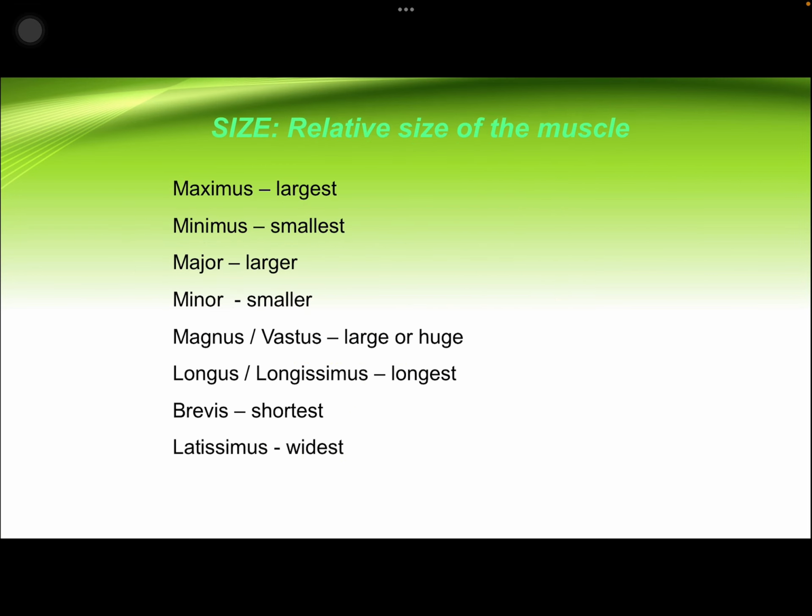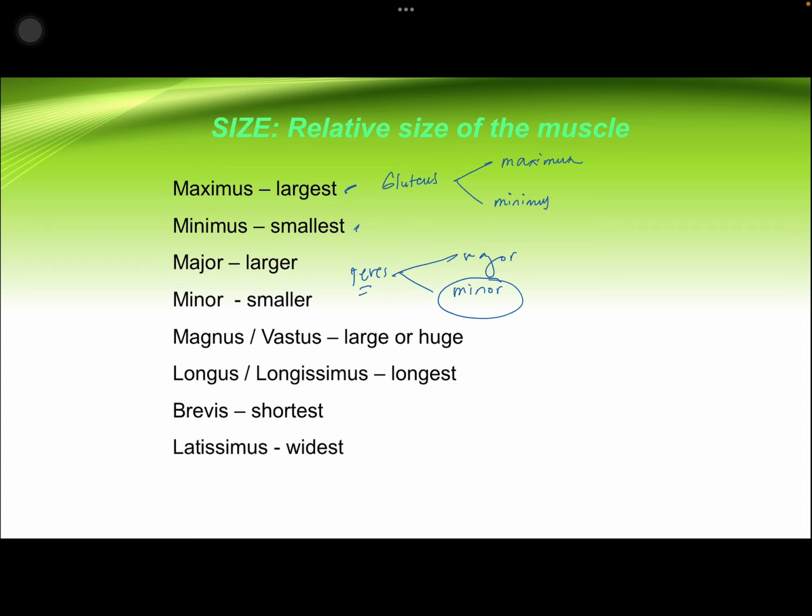Next, size, which is of course relative to the size of the muscle. Maximus means it is the largest of its subsets. Minimus is the smallest of its subsets, like the gluteus maximus and the gluteus minimus. Major means larger, and minor means smaller. We have the teres major and the teres minor. It means that the teres minor is smaller than the teres major.